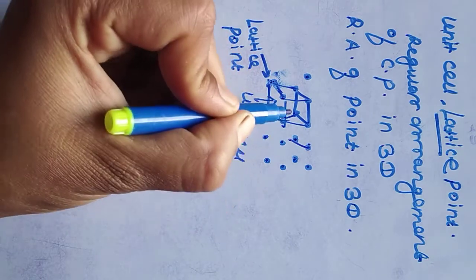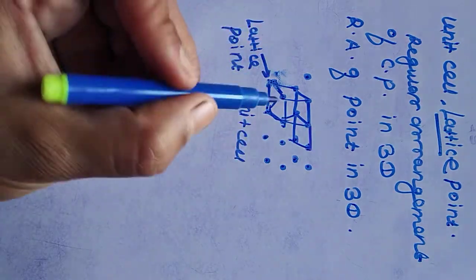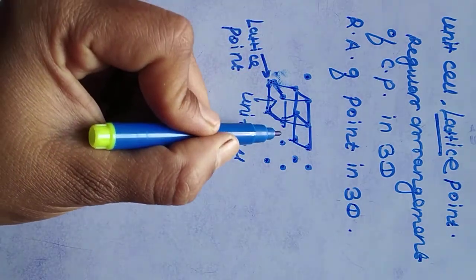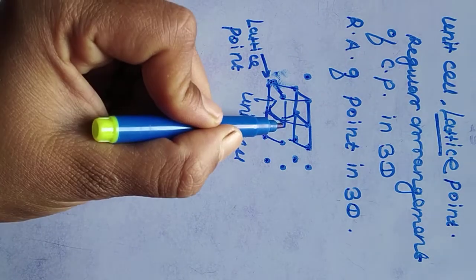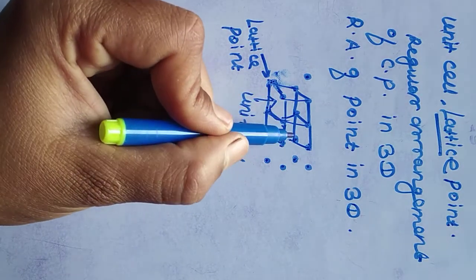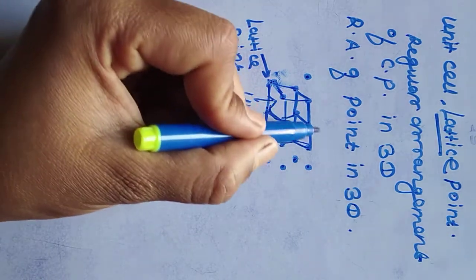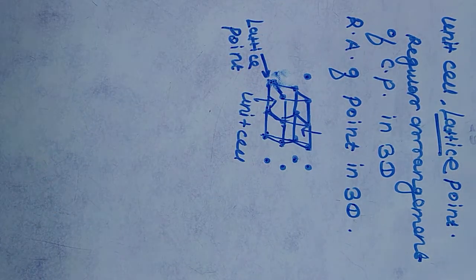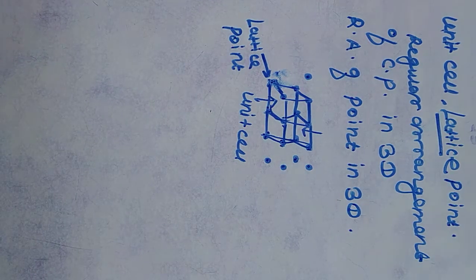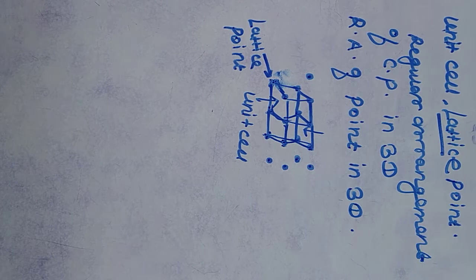Again I simply join this atom below this atom. I joined here all points. This is simply one unit cell. So what is the unit cell? The smallest 3D unit which can form a lattice after repetition.